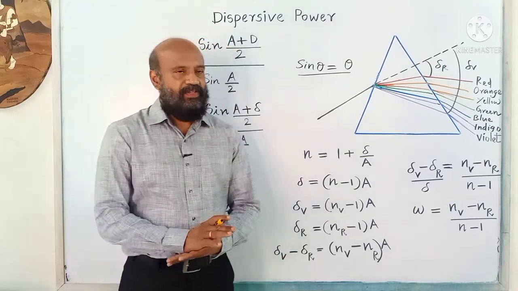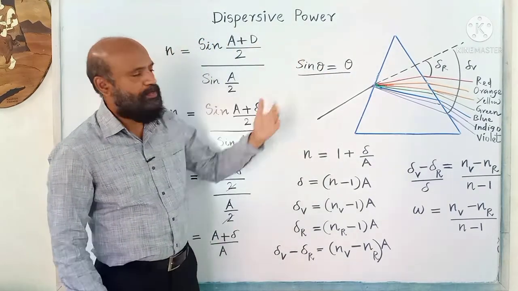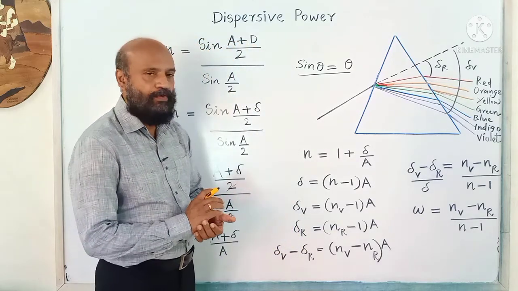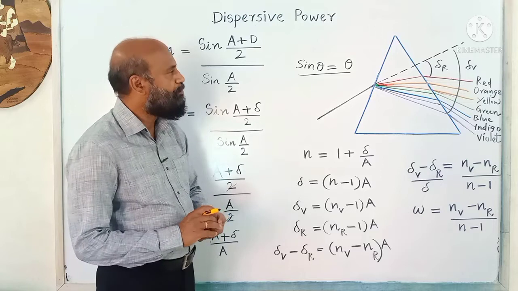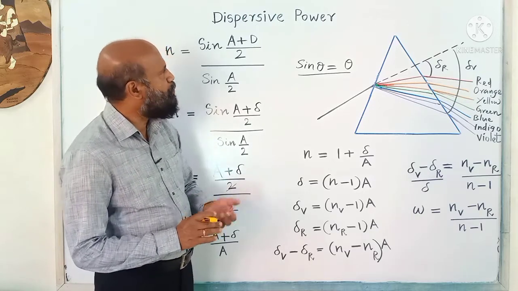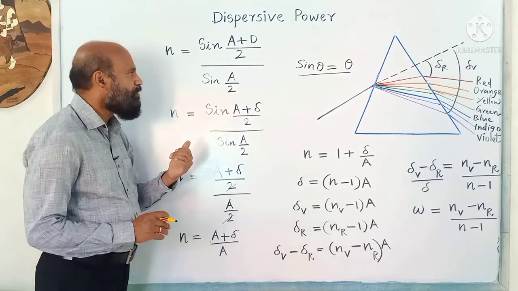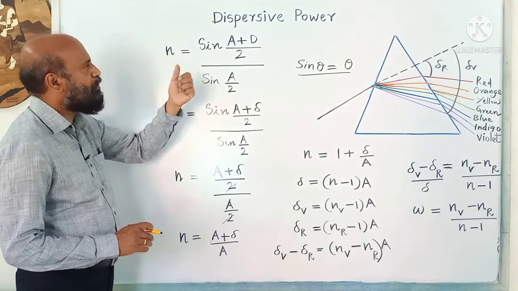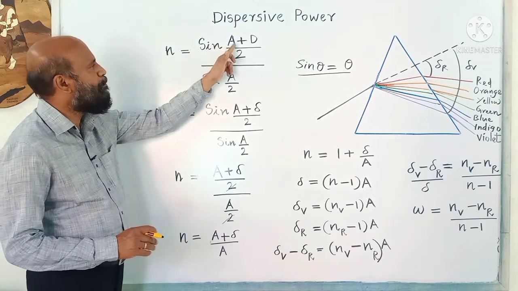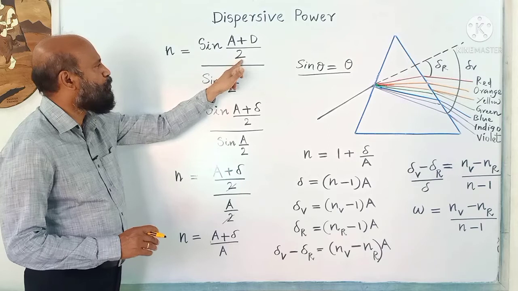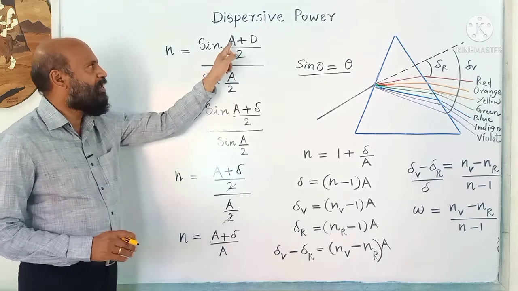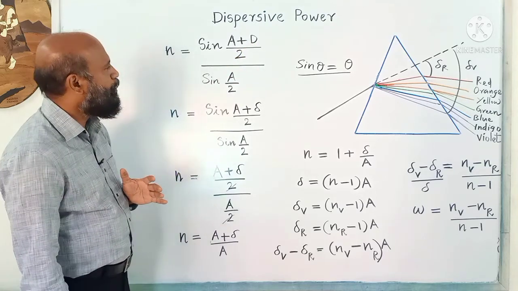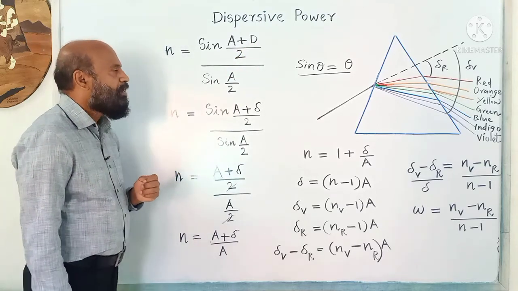In this video, let us see dispersive power of the material of a prism. Dispersive power of the material of a prism shows the ability to produce dispersion. You know the expression for finding the refractive index using a prism: n is equal to sin((A plus D)/2) divided by sin(A/2), where A is the angle of the prism and capital D is the angle of minimum deviation.